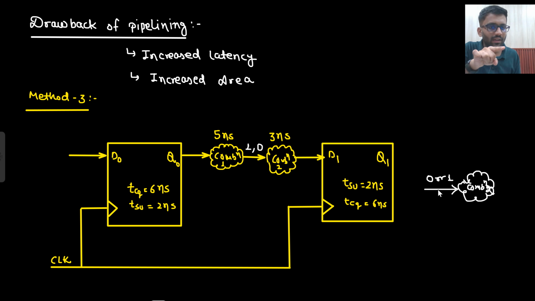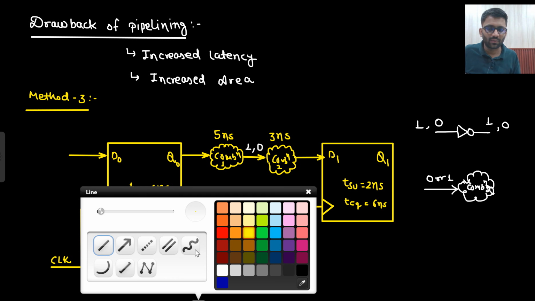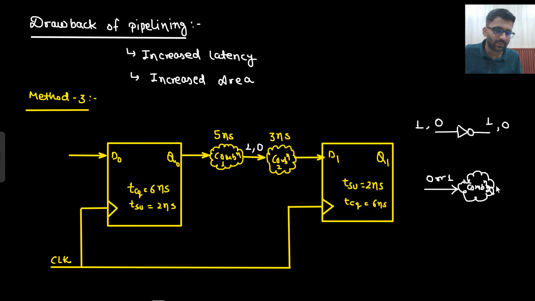Now let's say this combination circuit is just an inverter. If the input bit is 0, it would give 1 as output. If the input bit is 1, it would give 0. So with respect to different bits, it gives different outputs. It may happen that for different bits it gives the same output as well, but in the worst case, we will take that different bits give different outputs.